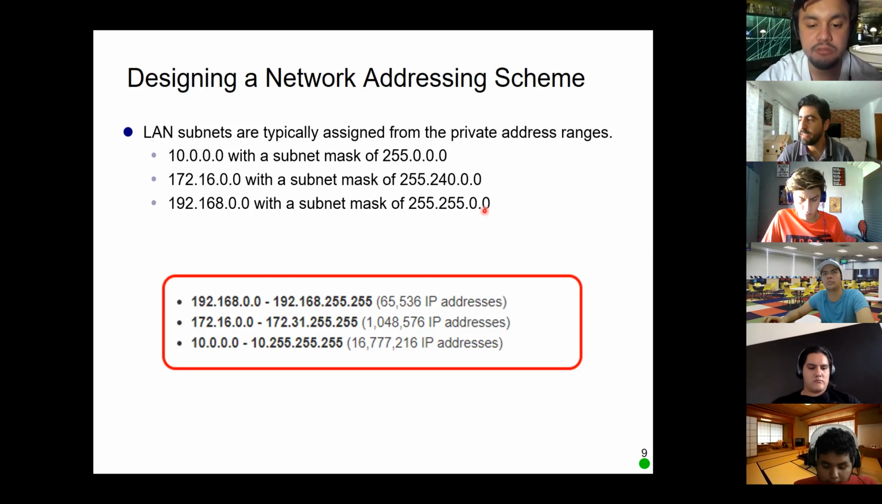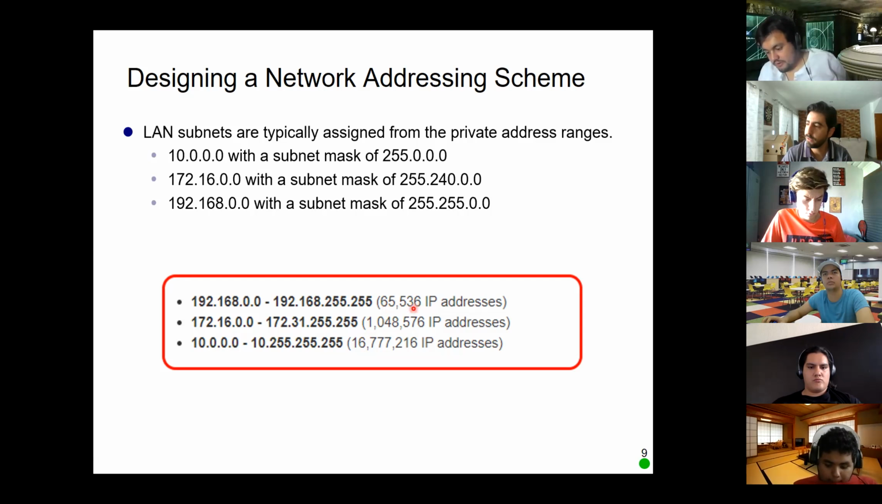So let me put it this way. You have 8 bits here, 8 bits here, so basically you have 16 bits for your host address. So 2 to the power of 16 gives you this number of IP addresses. So this is the same thing. These are the private IP addresses.